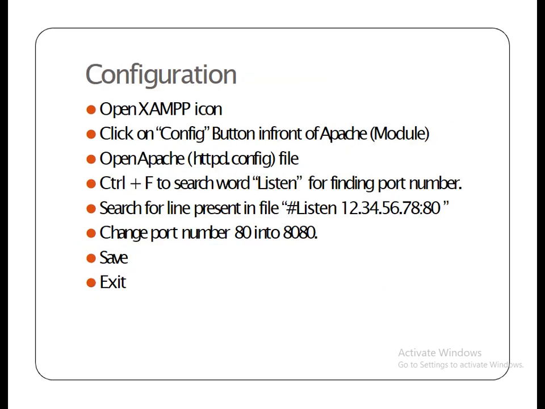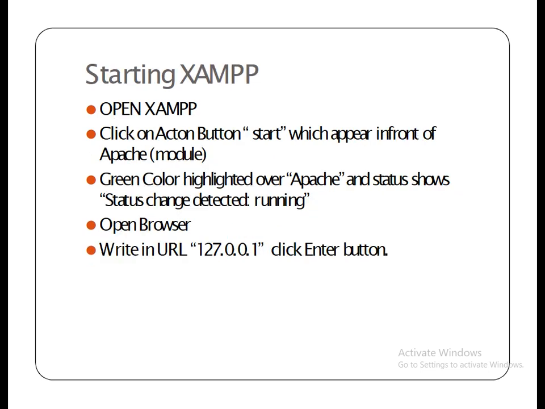Click OK. Next, we need to configure XAMPP after installation of the XAMPP server. Open the XAMPP icon and click the configure button in front of the Apache module. Open the httpd.conf file. Press Ctrl F and search for Listen to find the port number. Search for the present Listen entry, 12.34.50.78:80. Change the port number 80 into 80. Save and exit.